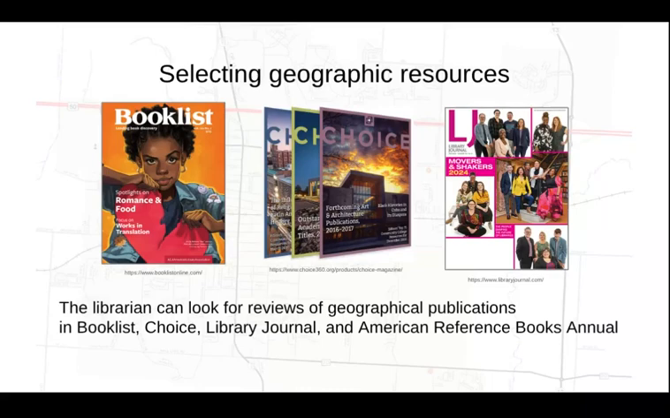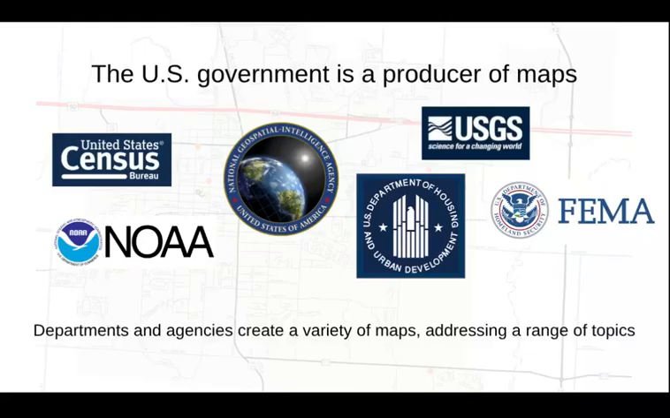When a librarian selects geographic resources, they can look for reviews of geographical publications in Booklist, Choice, Library Journal, and American Reference Books Annual.